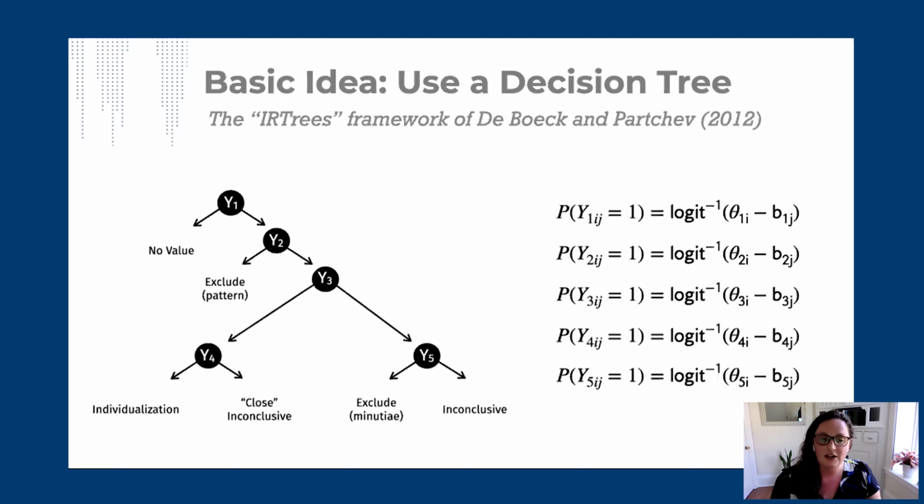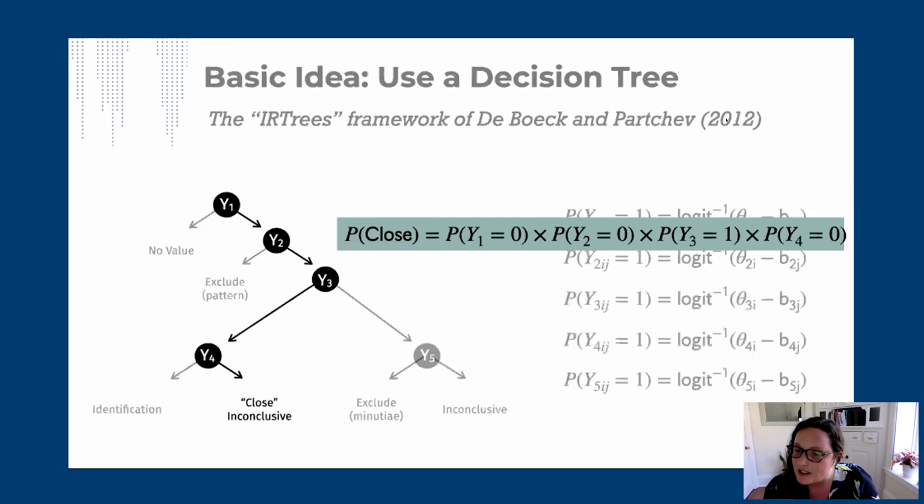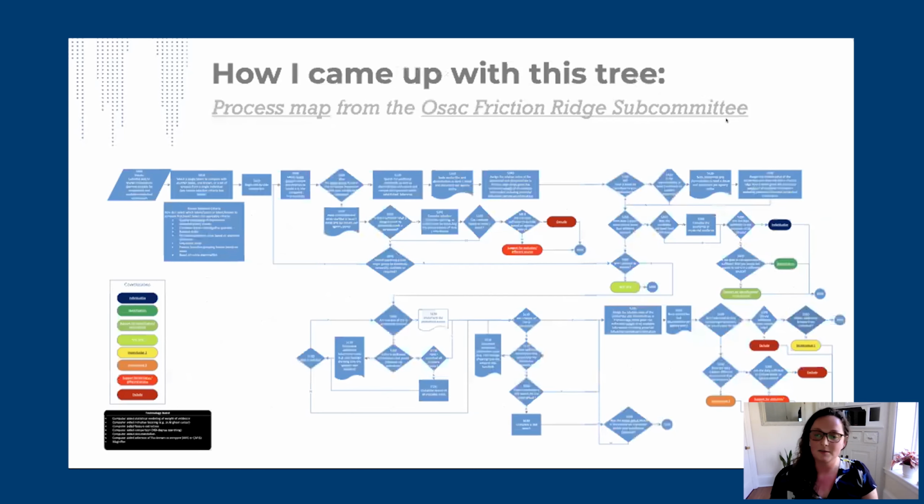Oh, a clarification from Heidi Eldridge. The OSAC process map was constructed to reflect the full range of current practice. It is meant to be inclusive. It does not necessarily represent average practice nor most prevalent practice. And so I think that is maybe what I mistakenly referred to. So thank you, Heidi.